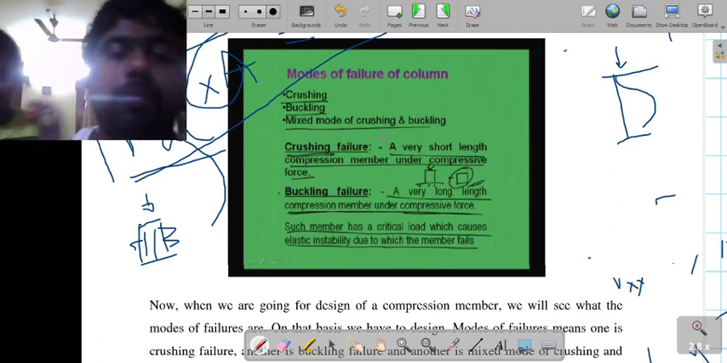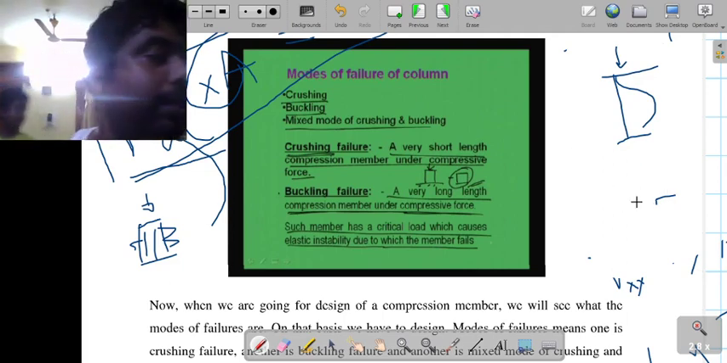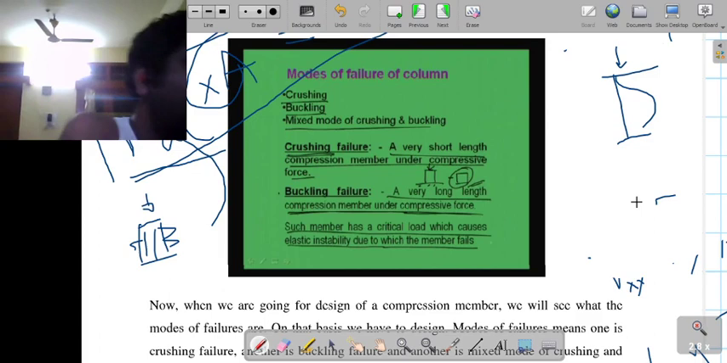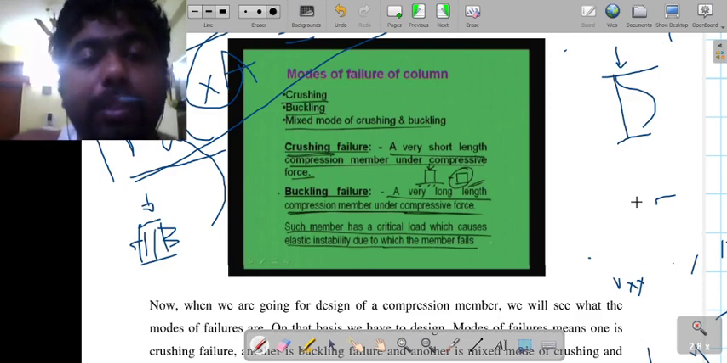Okay, now depending on the slenderness ratio, the column is divided into 3 classes. These are called short column, long column and intermediate column. How can we say a column is a short column? When the value of slenderness ratio is less than 60, we generally call it a short column.